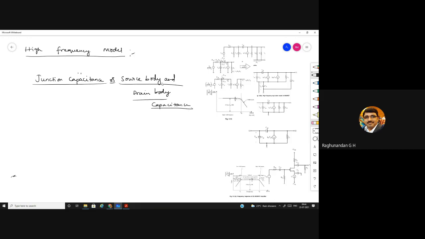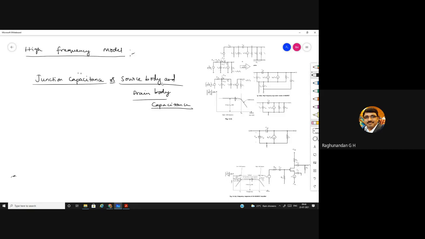Okay, this is the name which is given for the junction capacitance, source body and drain body capacitance. Whenever the source is going to exhibit the diffusion capacitance, that is with respect to the source terminal, source and the substrate. Because as we just looked into the construction, we are having an N well with respect to source and N well with respect to drain.